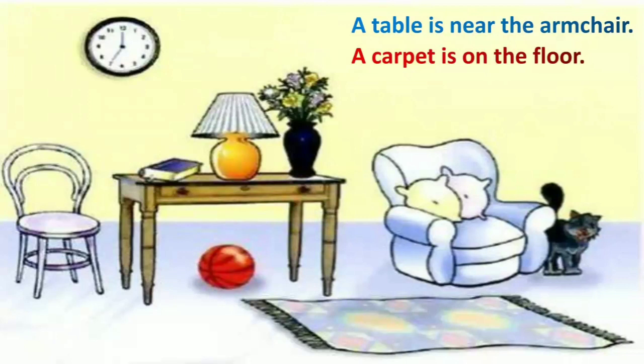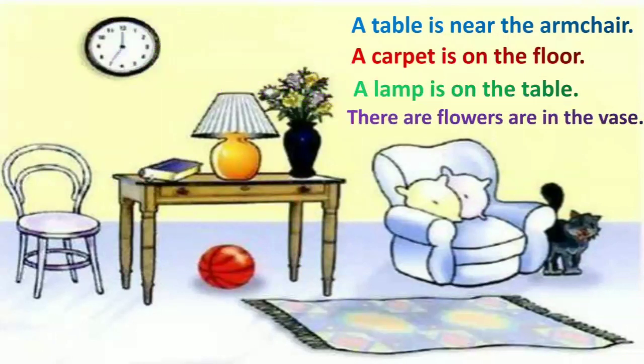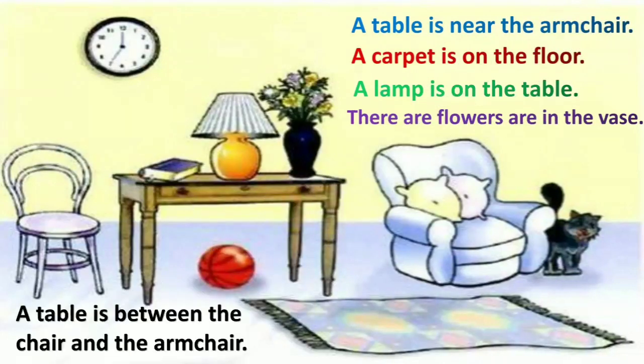A carpet is on the floor. A lamp is on the table. There are flowers in the vase. A table is between the chair and the armchair. Excellent, children.